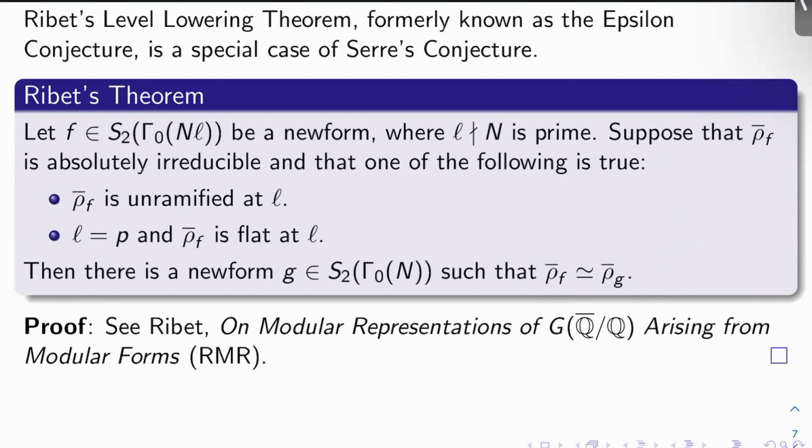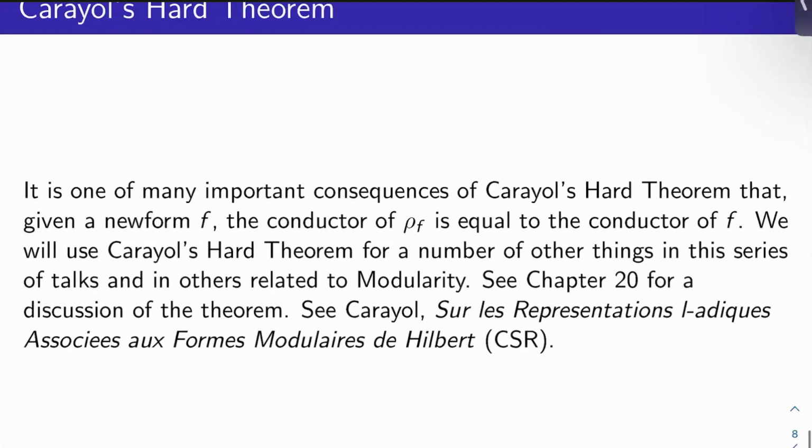For the proof of this, you can see Ribet's paper on modular representations of G_Q bar over Q arising from modular forms. We'll call that RMR from here on out if we refer to it again. Okay, just one last remark. It's one of many important consequences of a very, very difficult theorem of Carayol's, which I'll call Carayol's hard theorem from here on out, that if I give you a newform f, the conductor of rho_f is actually equal to the conductor of f. Which is basically God-given in my opinion.